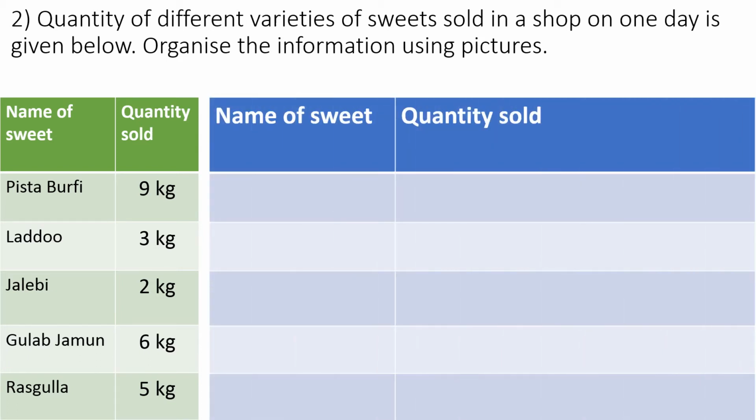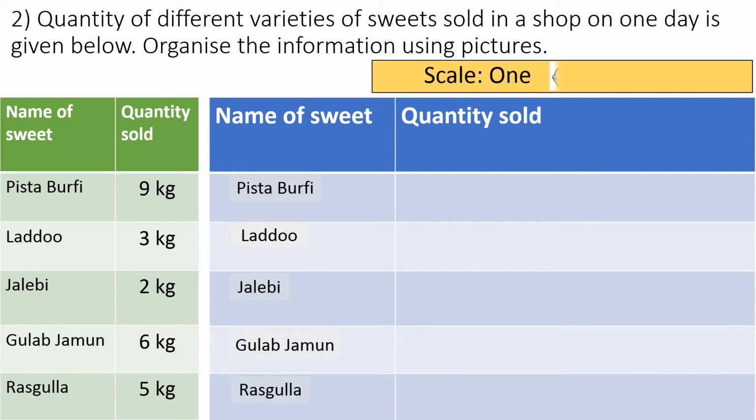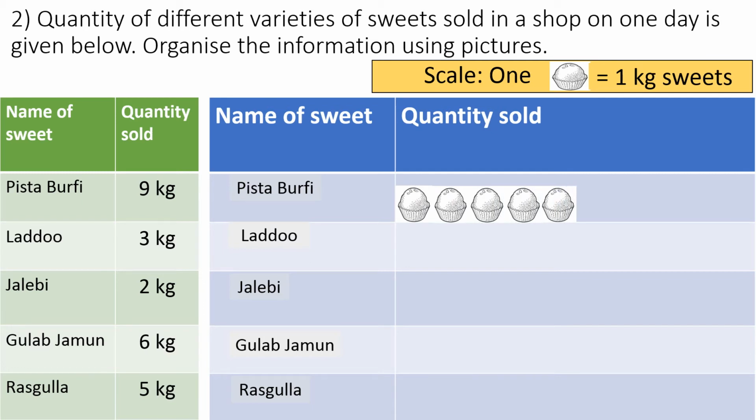Draw a table with two columns and label it as name of sweet and quantity sold. Write the name of sweet in 6 rows as per the data. Now write the scale. One image of laddu is equal to 1 kg sweets. Start drawing pictures as per the data in the table. There are 9 kg pista barfi. See, each laddu represents 1 kg sweet. So draw 9 laddus. 1, 2, 3, 4, 5, 6, 7, 8 and 9.